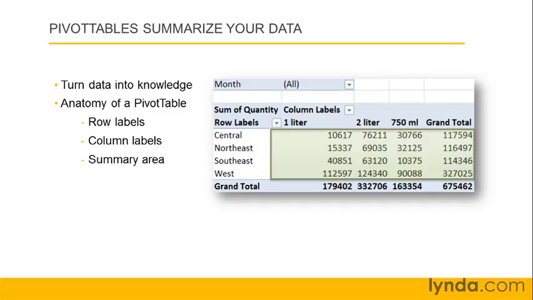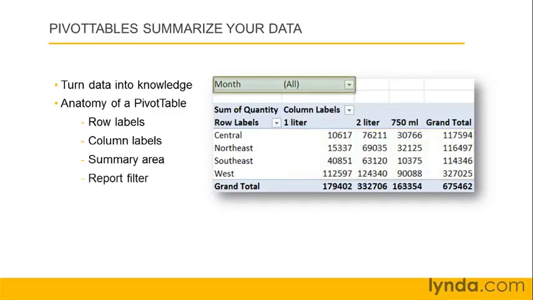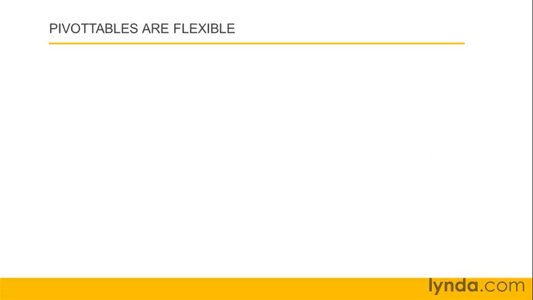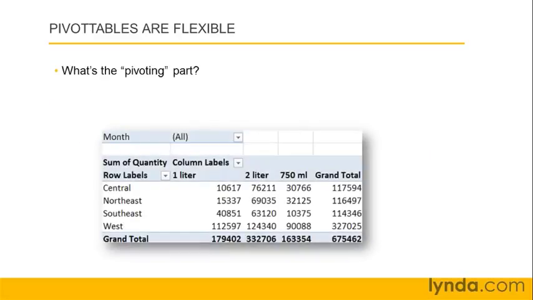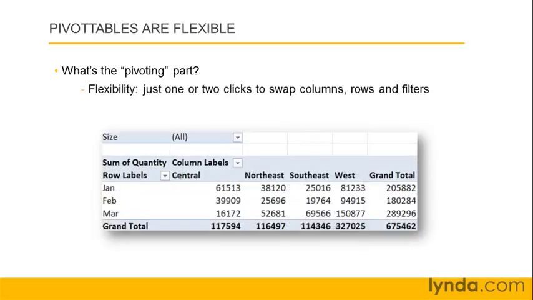Now, we can have sort of a third dimension to the pivot table using the report filter. So in addition to our row and column labels, we can also filter by month. Pivot tables are flexible. What's the pivoting part of a pivot table? They're flexible, and with just 1 or 2 clicks, we can swap columns, rows, and filters.